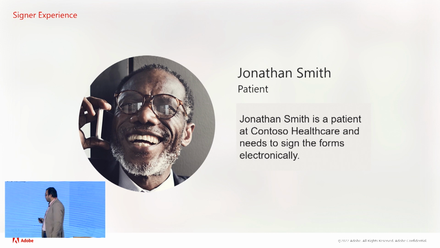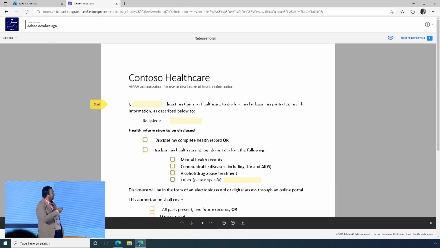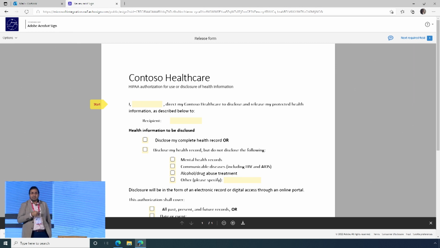Let's meet Jonathan. Jonathan is the patient, and he has to meet the doctor, and before meeting he has to sign certain documents. He will receive a mail from Sarah in his email inbox. Now this is an email, right? So Jonathan can access this email on the go, or he can open it on the desktop also. He will click on Review and sign. He will fill the entire form.